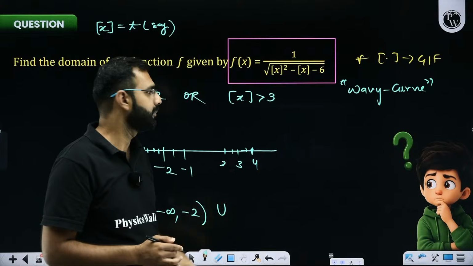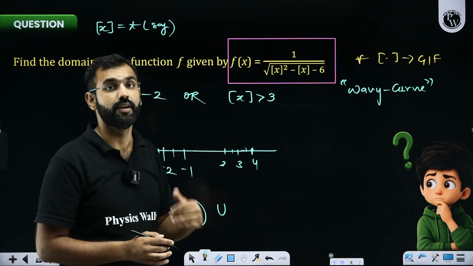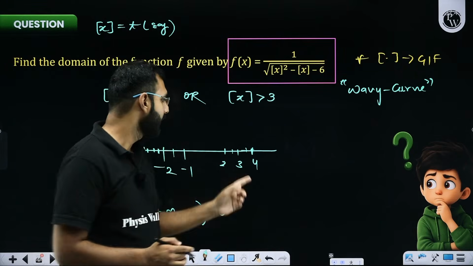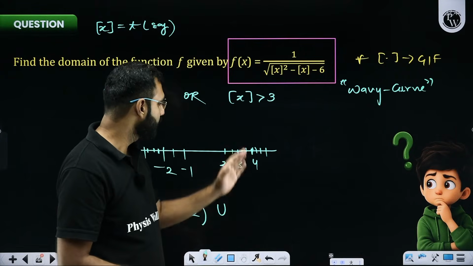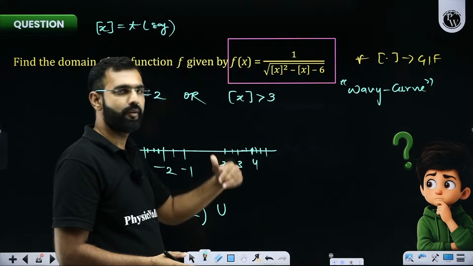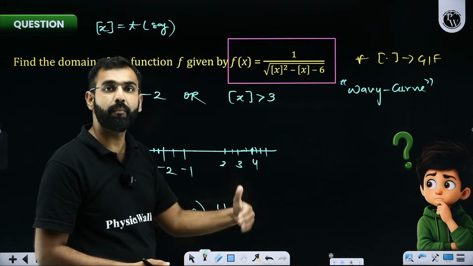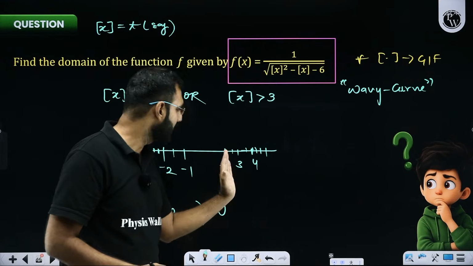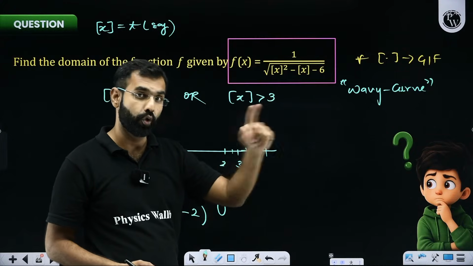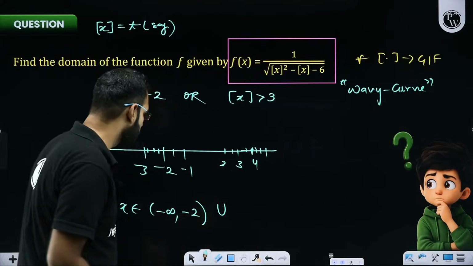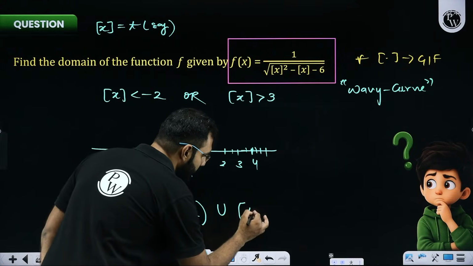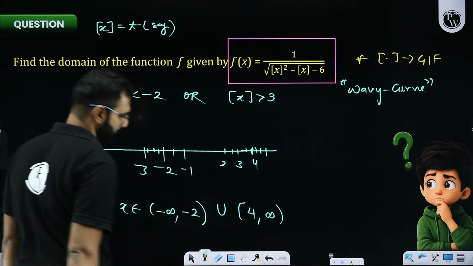Can I take 4? I think yes, because GIF of 4 is greater than 3. GIF of 4 is 4. Can I take 4.1, 4.2, 4.3, 5, 6, and so on? Yes, because 4.1, 4.2, their GIF will be 4, 5 will have GIF 5, 5.6 will have GIF 5. So any number greater than or equal to 4 can be taken because its GIF will be 4 or greater.